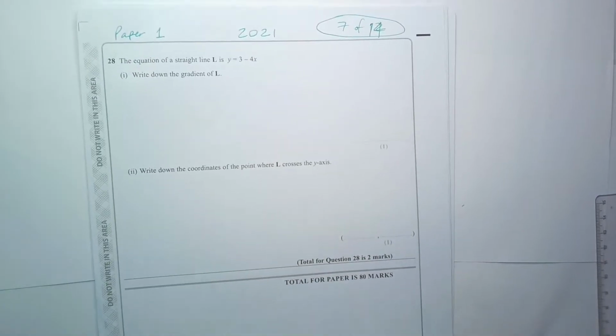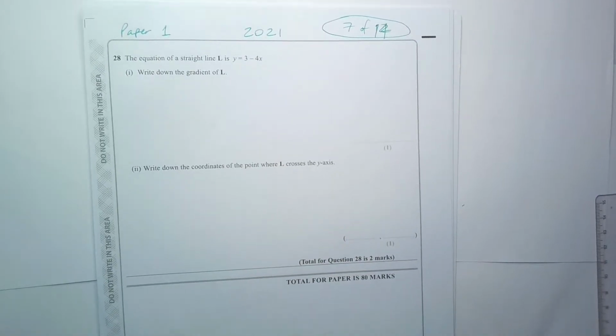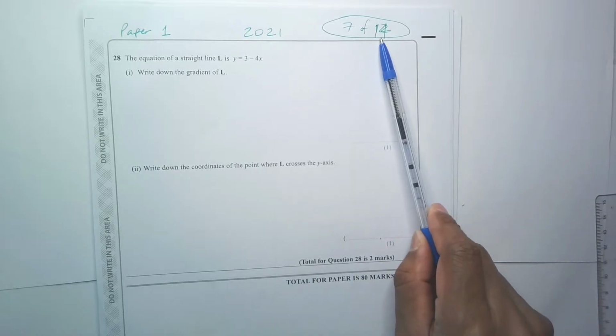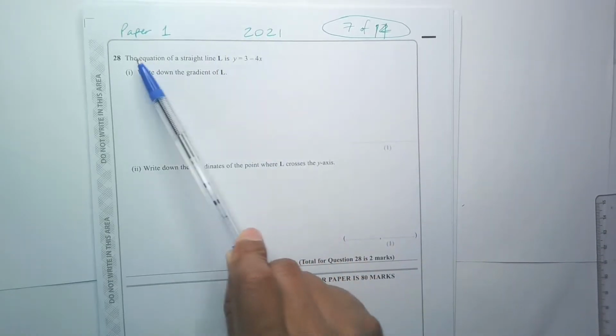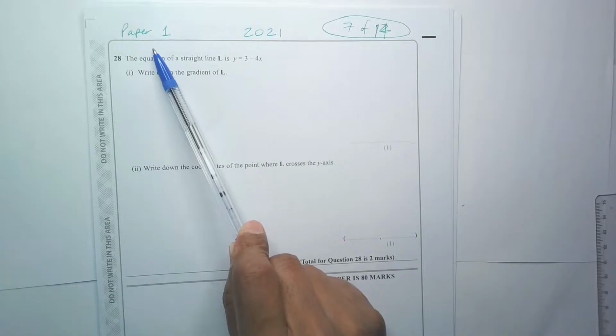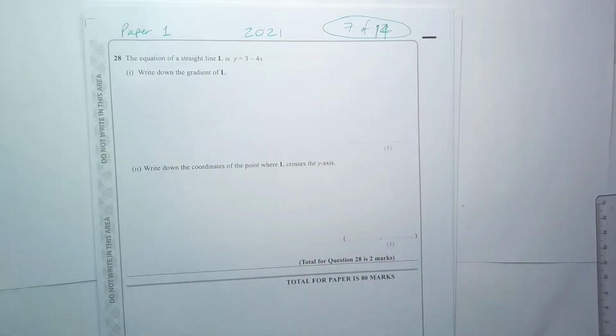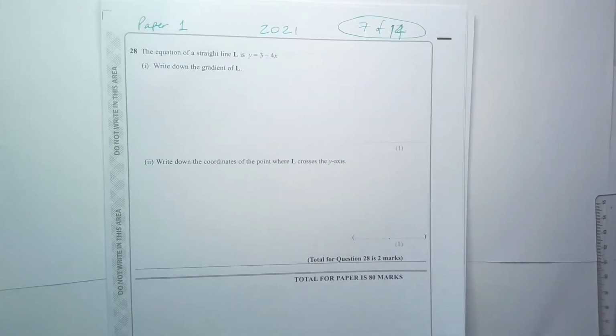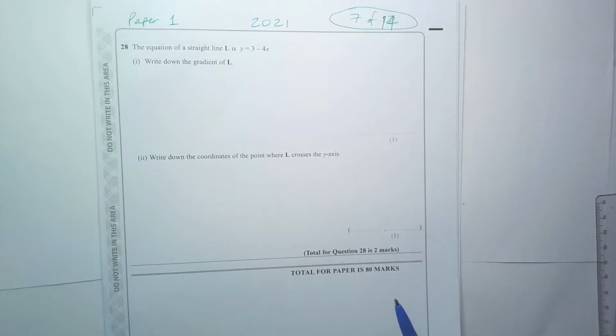Here's the next question. This is our 7th question of our pack of 14 questions. This is from 2021 and this is paper 1. So we are no longer using a calculator for this question. Press pause, and when you are ready, press play for the answer.